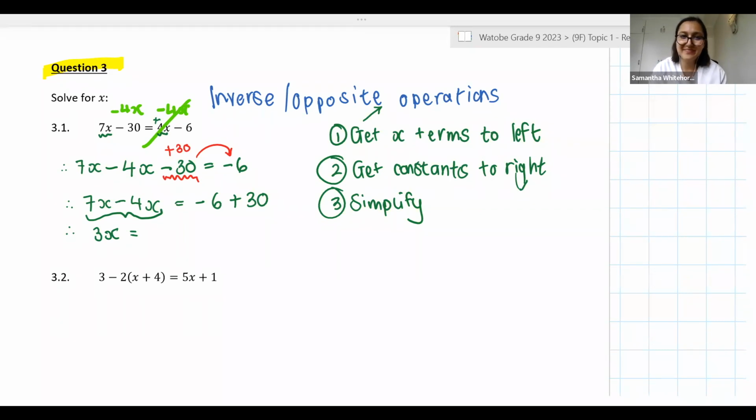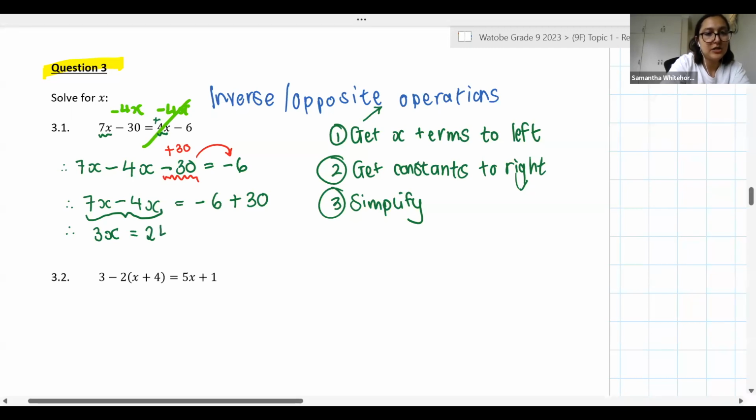Hi. So minus 6 plus 30 will give you 24. And positive 24 or negative 24? Positive. Excellent, well done. So guys, I get a positive 24.